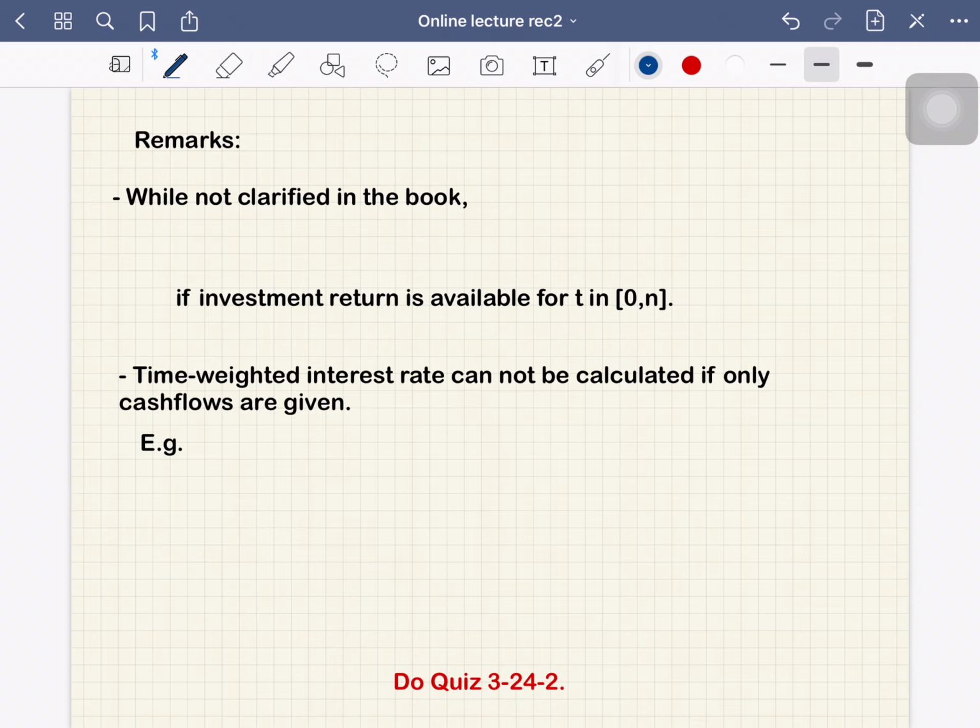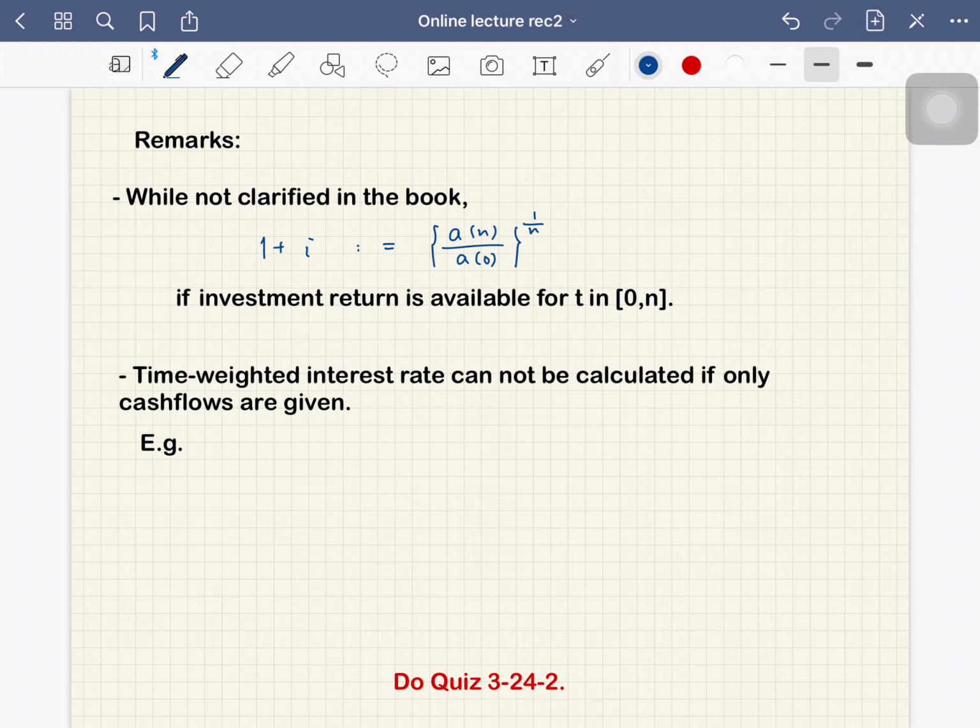So how about the time-weighted interest rate for multiple years? While not clarified in the book, 1 plus I can be defined as A of n over A of 0, to the power 1 over n, if the investment return is available for t equal to 0 to n.